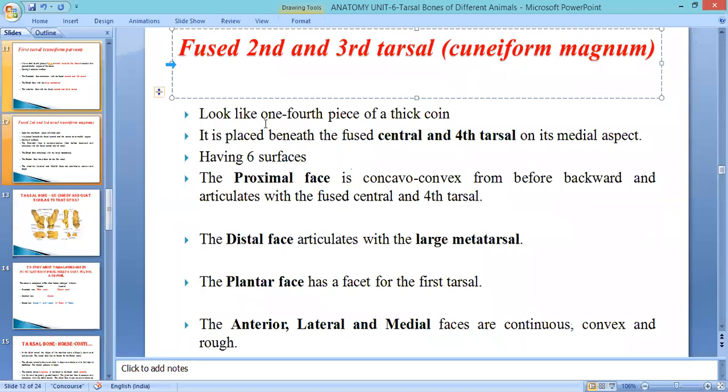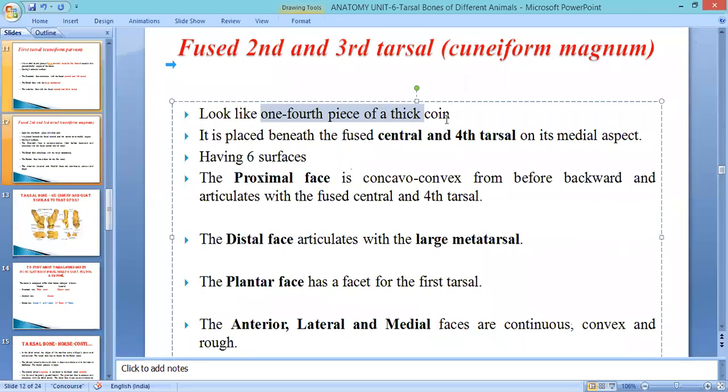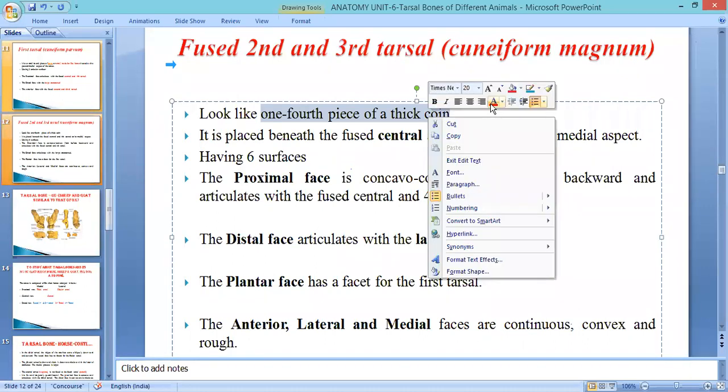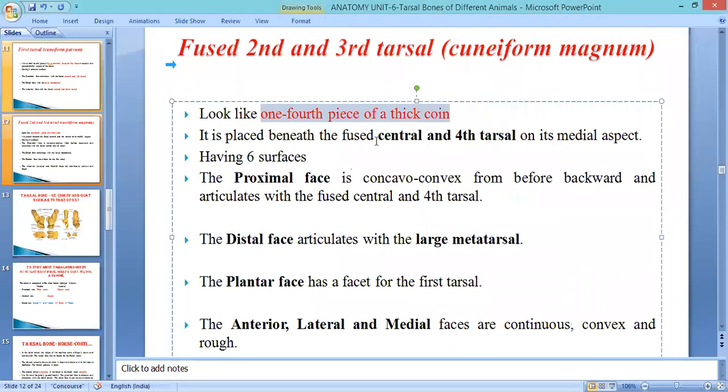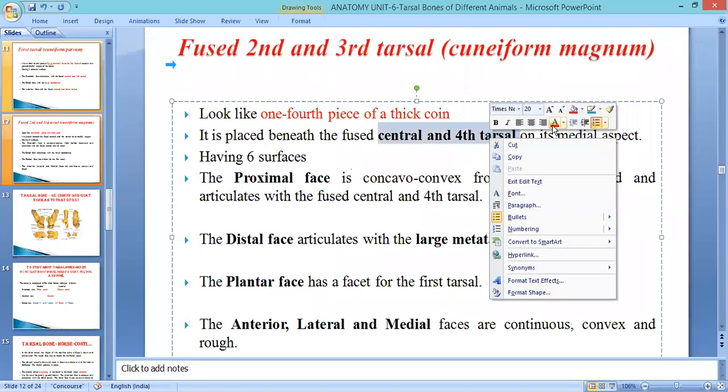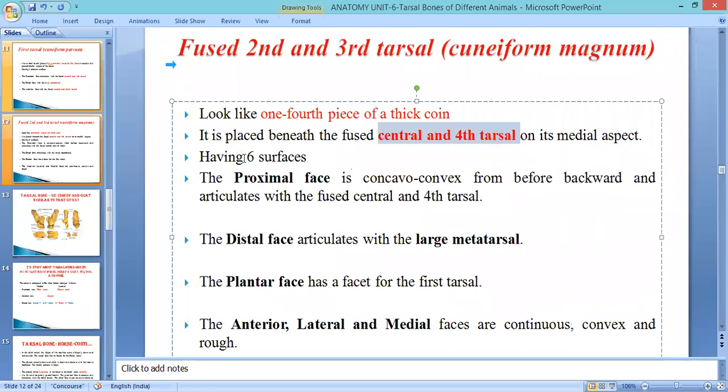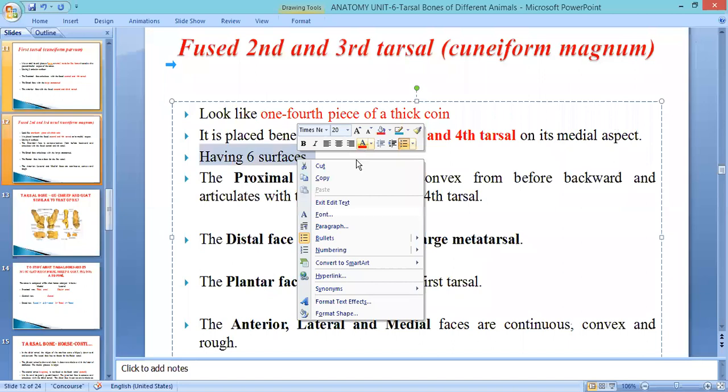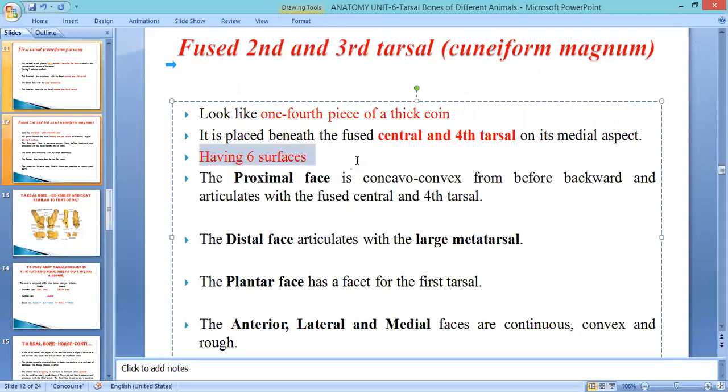It looks like a quarter of a coin. When we look at any coin and cut a quarter of it, it looks like that. Placed below, as we have already discussed, its position is just below the central plus fourth and above the large metatarsal. For description, it also contains six surfaces. If we cut a coin into quarters, it also makes six surfaces: upper, lower, right and left, lateral and medial, front and back, anterior and posterior.